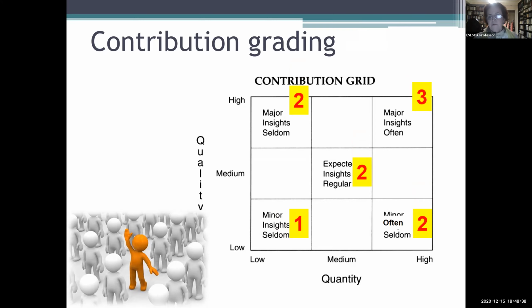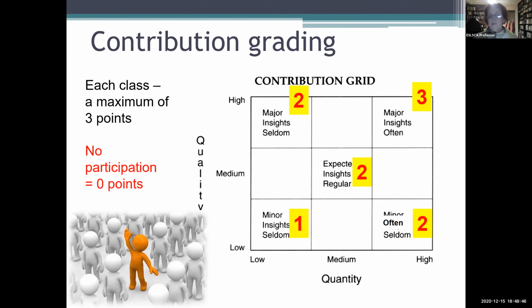Finally, if there are minor insights, it's 1. Maybe somebody said something once. And of course, no participation, 0 points. So if somebody came and said nothing, it means that he or she didn't participate.